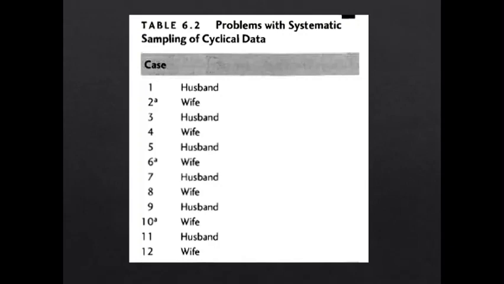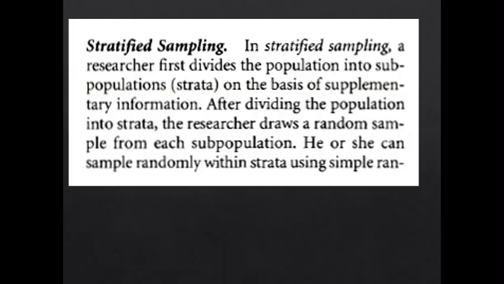Here you can see the problem with systematic or cyclical data: each person selected here is, gender wise, female, or, marital status wise, a wife, and no husband has been selected, so care should be taken in applying this systematic sampling technique. Then we have stratified sampling, again an improvement on systematic sampling. Here we make strata, dividing the whole population into different strata, and then from each stratum we can choose a sample depending on how much we want to choose.